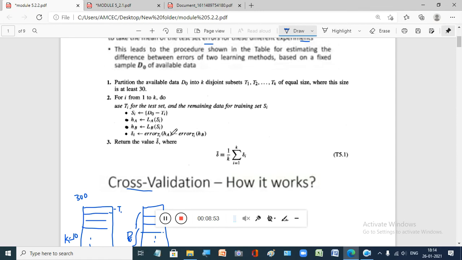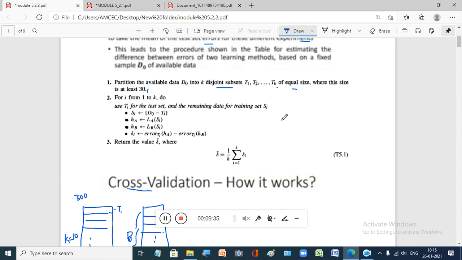In the first step, we partition the available data D0 into k disjoint subsets T1, T2, up to Tk, of equal size, where this size is at least 30. Practically, when you divide your data set, the test set should have a minimum of 30 data points. At least there should be 30 data points.